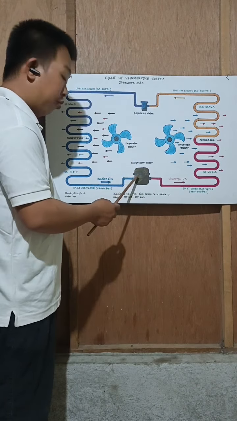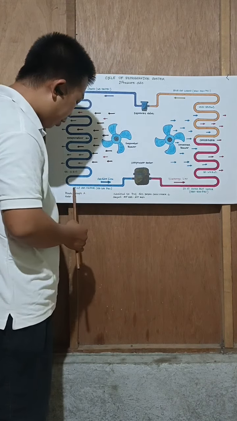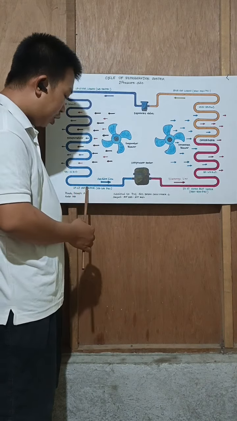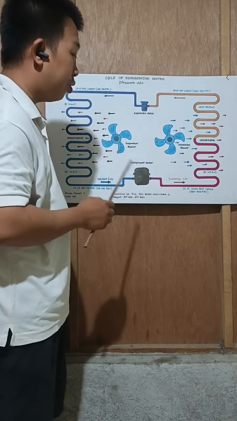When the refrigerant comes out of the compressor, it's in a vapor state, but at high pressure, high temperature, superheated, at a pressure of 350 to 500 psi. So from low pressure, low temperature saturated vapor, it turns to high pressure because of the compressor, increasing the pressure and temperature.